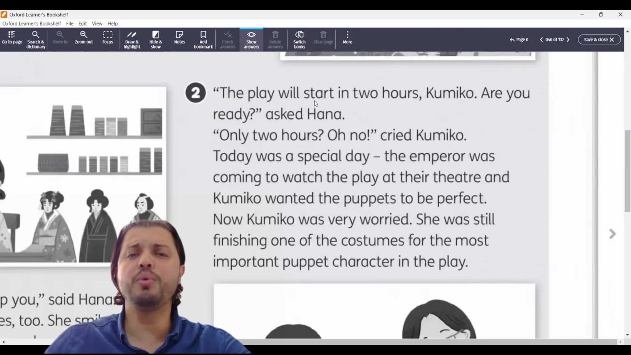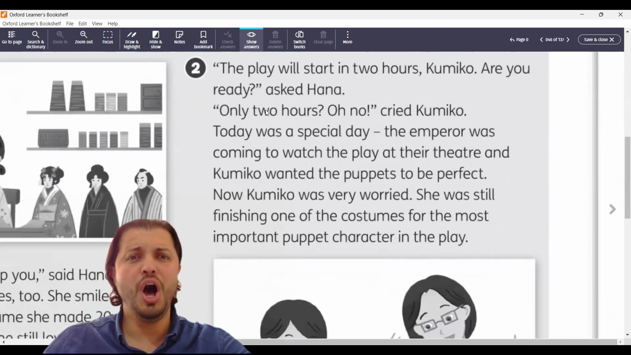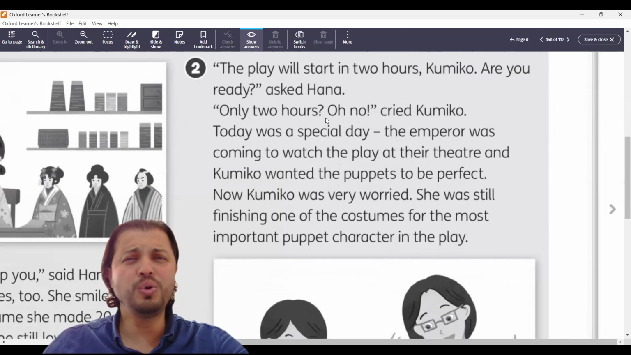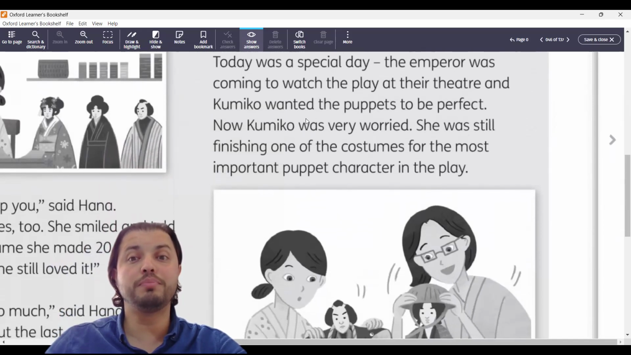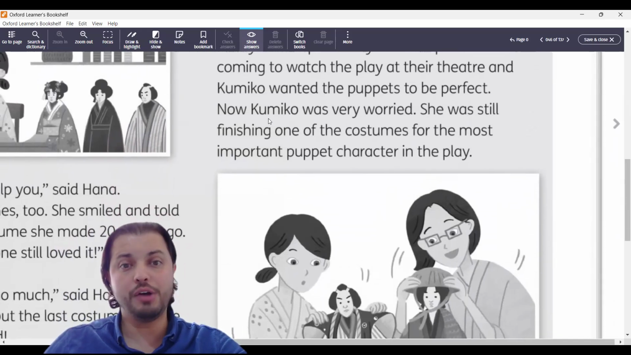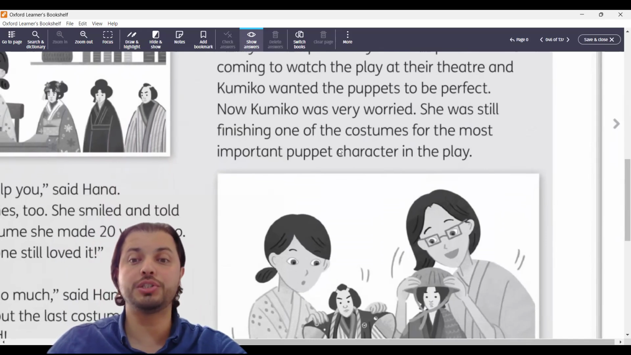So, now the play will start in 2 hours. Kumiko, are you ready? asked Hannah. Only 2 hours? Oh no, cried Kumiko. Today was a special day. The emperor was coming to the play at the theater, and Kumiko wanted the puppets to be perfect. Now Kumiko was very worried. She was still finishing one of the costumes for the most important puppet character in the play.